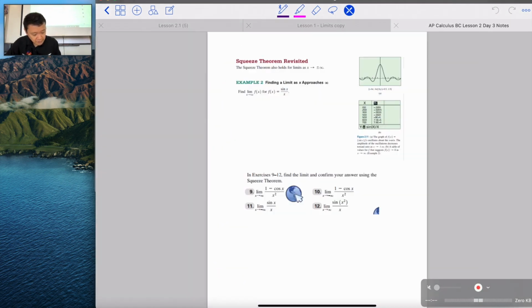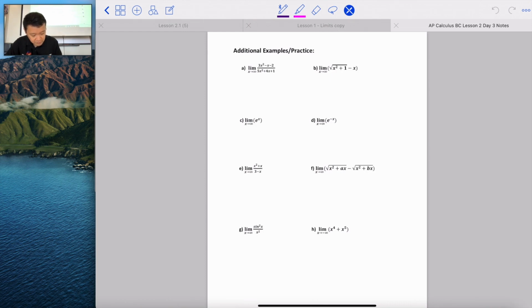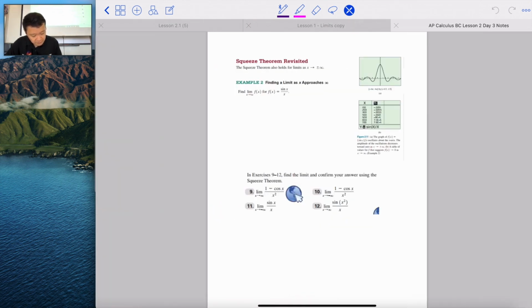I believe we have a few more practice problems back here, on the second page.